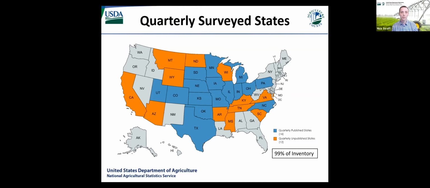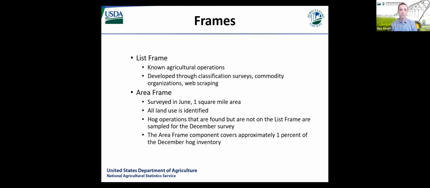So now, these are the states that are in the program. How do we determine who we're going to talk to? That's often a big question I get. Well, first, to get into some really good detail here, we kind of have two different places we look. We have what we call our list frame. That's kind of our internal lingo for it.